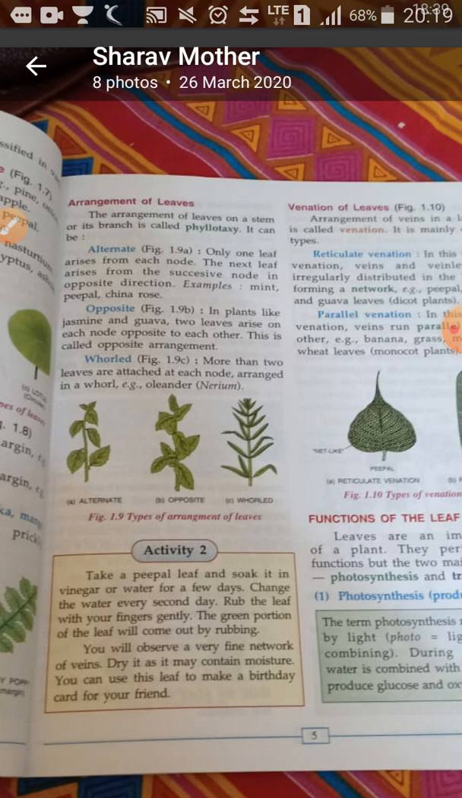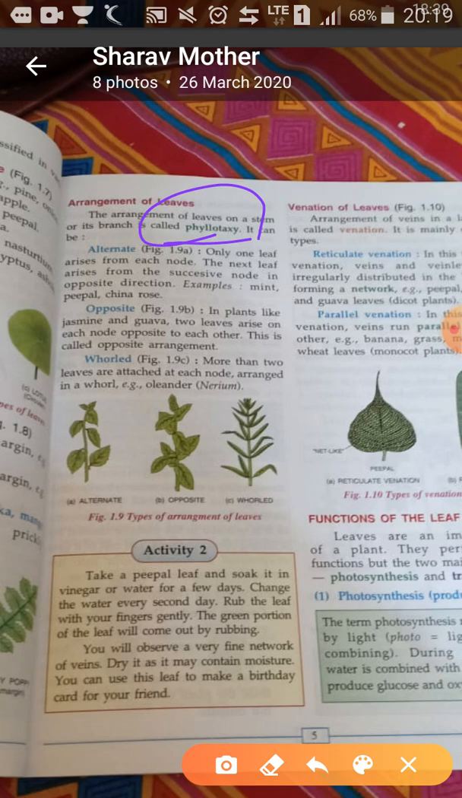And what do you call this thing? Arrangement of leaves, you call it phyllotaxy. The scientific name for it is phyllotaxy. So arrangement of leaves in biology, you call it phyllotaxy. What are the 3 kinds of arrangements which you see on a stem? They are alternate, opposite, and whorled.